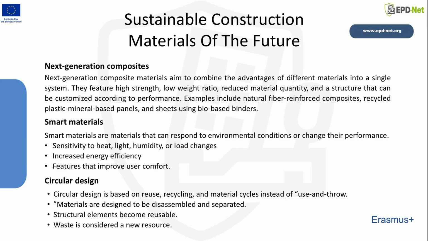Circular design represents another transformative concept. Traditional construction follows a linear model: extract, produce, use, dispose. Circular design replaces this with reuse, recycling, and regeneration. In circular construction, materials are selected for disassembly. Components are modular and reusable. Waste is treated as a resource.